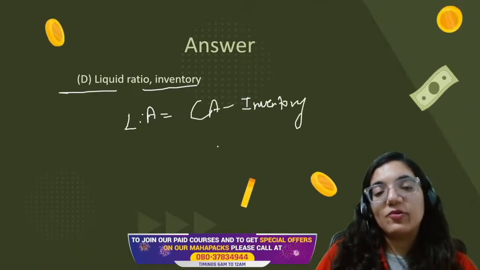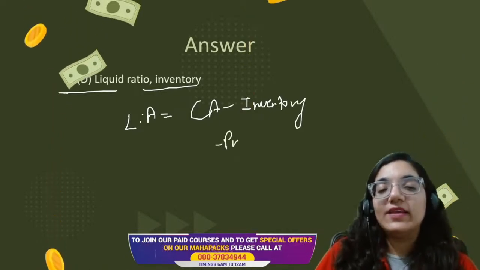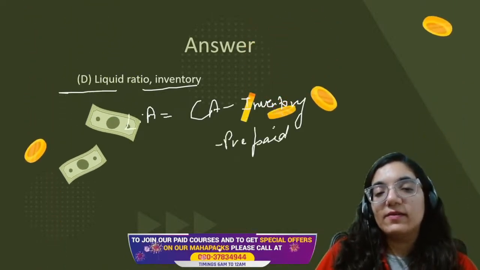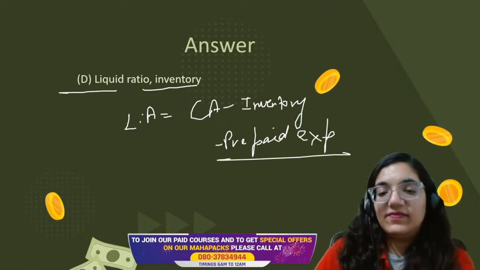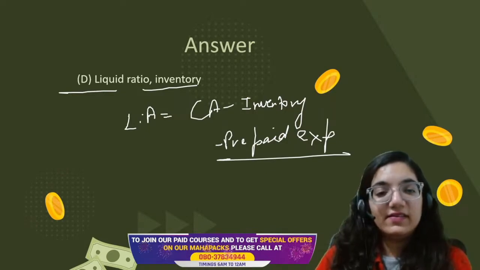as well as what was the second point, everyone? It was prepaid expenses. Done?